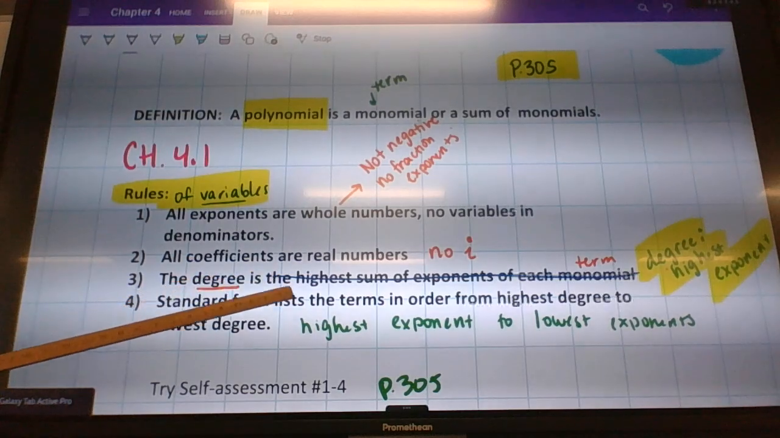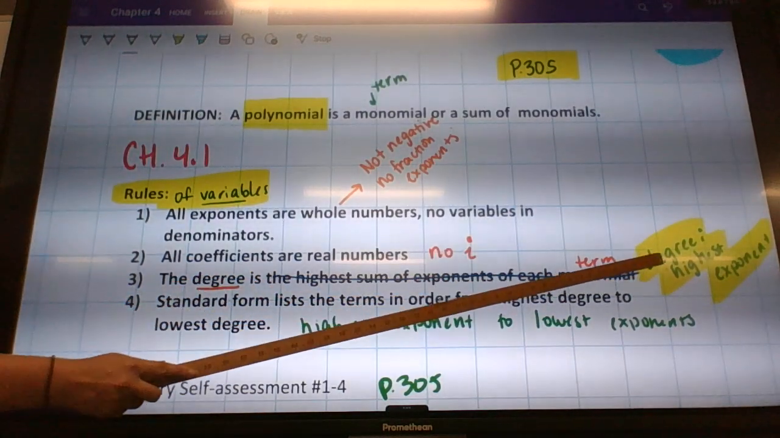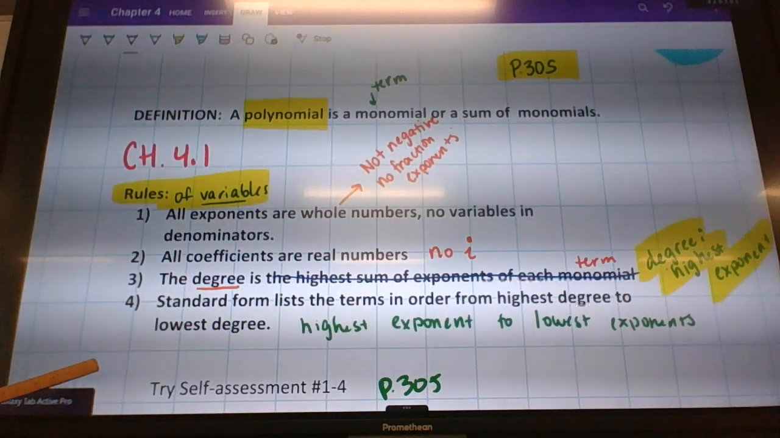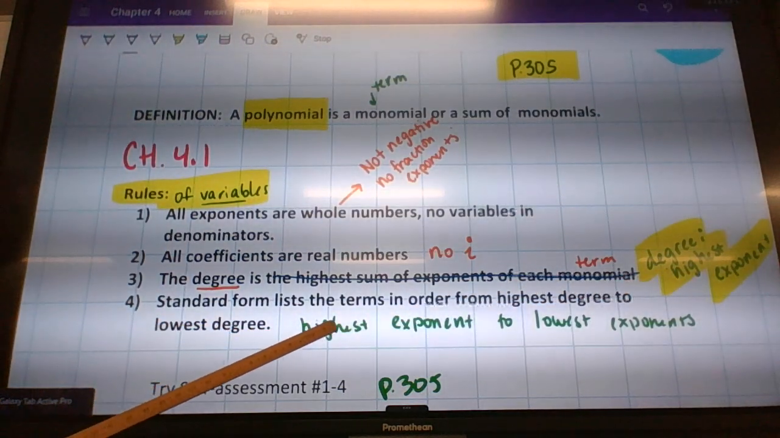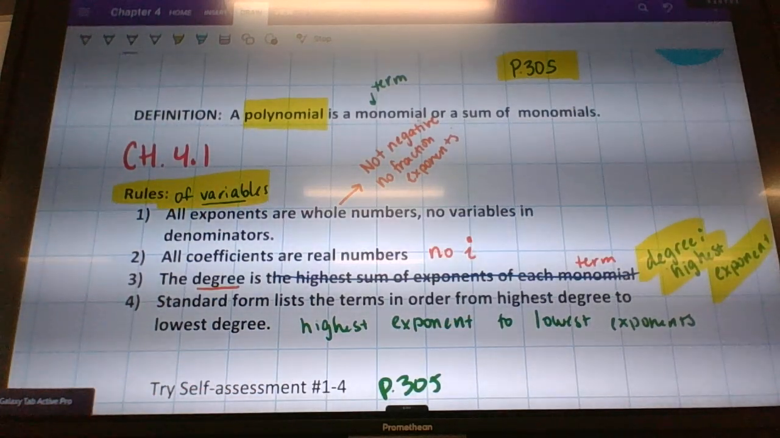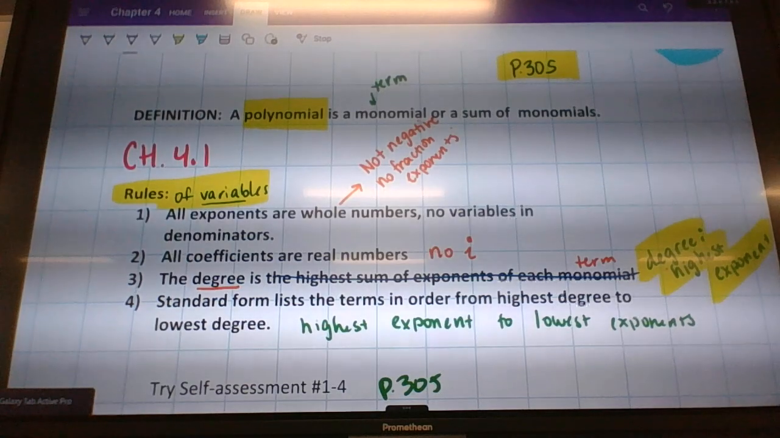The degree, and here's the long definition, but I cut that out. The degree is just the highest exponent. And when you're asked to put it in standard form, that means go from highest exponent to lowest exponent. So when you're ready, I'm going to do 4 problems on page 305.